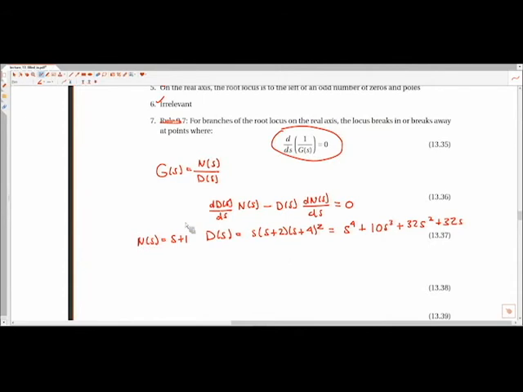But then if we look at what is the derivative of d with respect to s, that's going to be equal to 4s to the third plus 30s squared plus 64s plus 32 times n of s, that's s plus 1, minus d of s, just copying below, times the derivative of n of s with respect to s, which is equal to 1, is equal to 0.